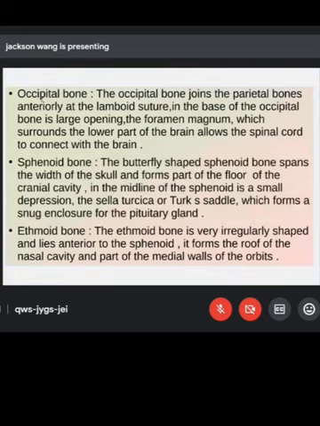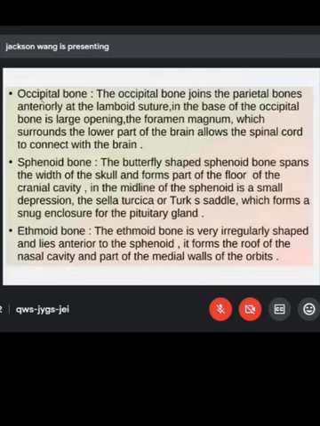Sphenoid bone, the butterfly-shaped sphenoid bone spans the width of the skull and forms part of the floor of the cranial cavity. In the midline of the sphenoid is a small depression, the sella turcica or Turk's saddle, which forms a snug enclosure for the pituitary gland. Sella turcica, c'est la selle turcique, et pour pituitary gland, c'est la glande pituitaire.